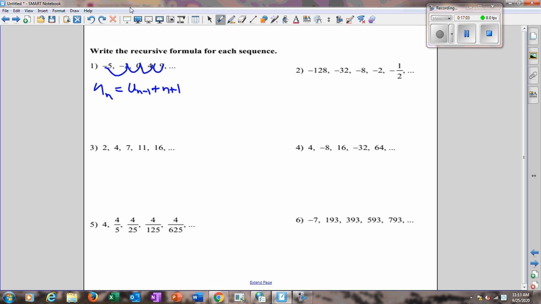In this case, we're multiplying each of the terms before by 1/4. Because 1/4 of 128 is 32. 1/4 of negative 32 is negative 8, and 1/4 of negative 8 is negative 2. So my formula here would just be u sub n equals 1/4 of u sub n minus 1.